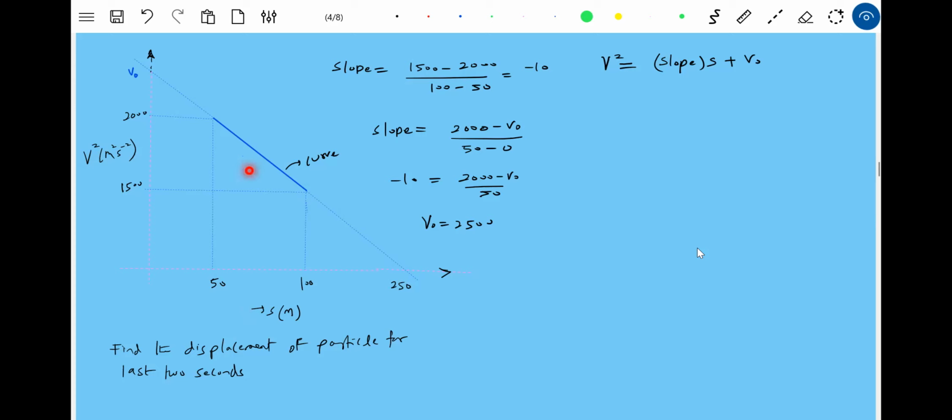For that, we needed a slope. That slope we have calculated, and that intercept is what we have obtained. So for this equation, what is the value of slope? Minus 10. Intercept is 2500.